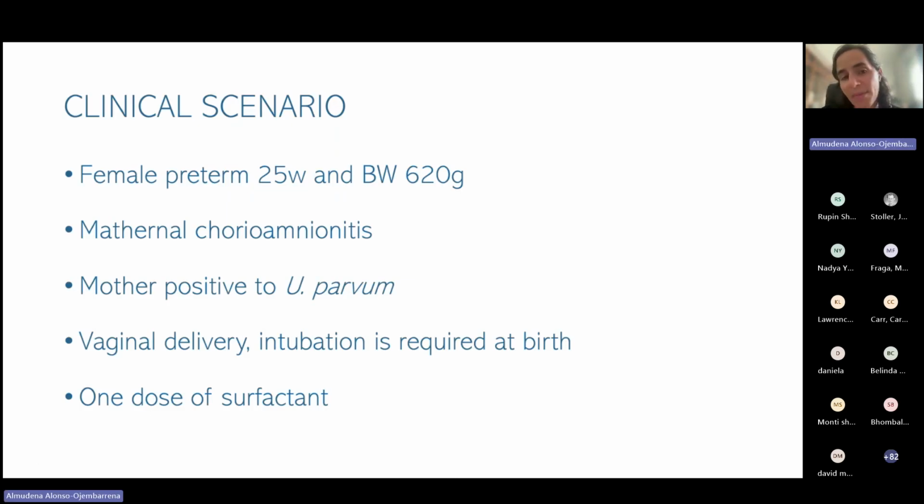So as an example of how we do it in clinical practice, this is a real clinical case from our unit. This is a female infant born at 25 weeks with this birth weight, born by vaginal delivery. The mother had a suspected chorioamnionitis and tested positive for Ureaplasma parvum. She required intubation at birth and received 1 dose of surfactant.